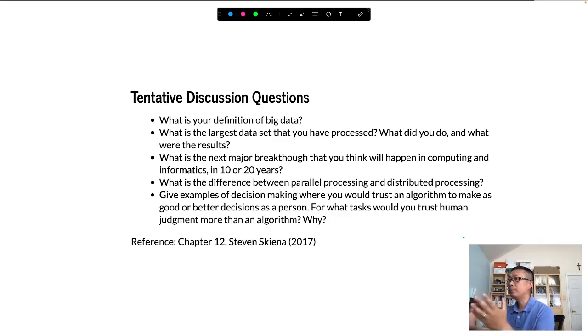Do you think we will have the necessary capacity to process the amount of data that we generate today? This is one related question. Perhaps there will be a major breakthrough in this, either associated with quantum computing or other areas of computing. What is the difference between parallel computing or processing and distributed processing? And give examples of decision making where you can trust an algorithm to make as good or better decisions as a person.